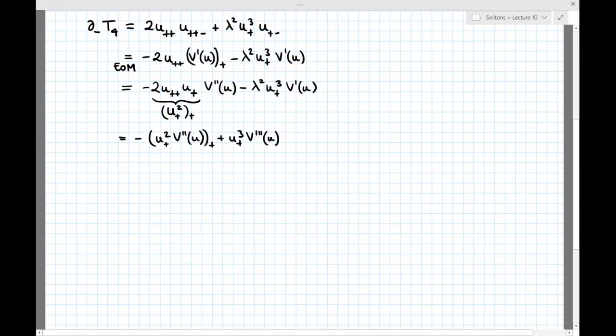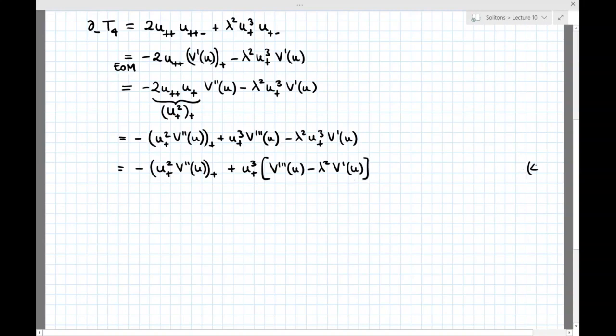So finally, we have the second term, which was minus lambda square u plus cube v prime of u. So now let me collect together the two terms that multiply u plus cube. So we have first the total derivative term minus u plus square v double prime of u, plus u plus cube, which multiplies the third derivative of the scalar potential minus lambda squared times the first derivative of the scalar potential. So now the first term in equation 4.20 is a total x plus derivative. That's good. That's what we're after.